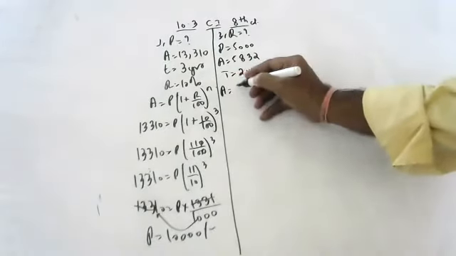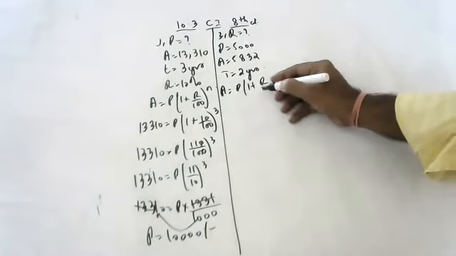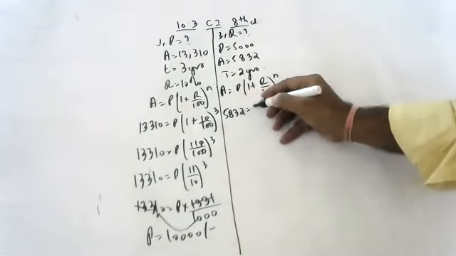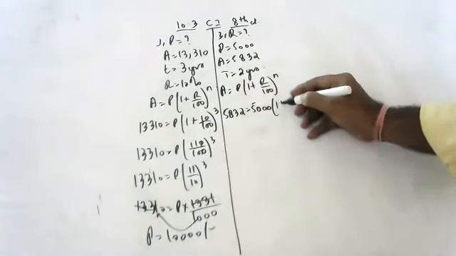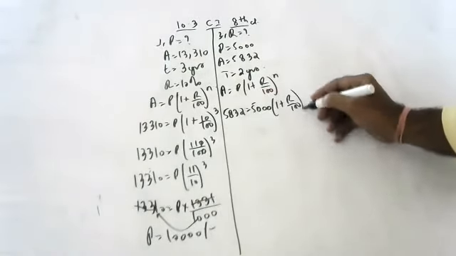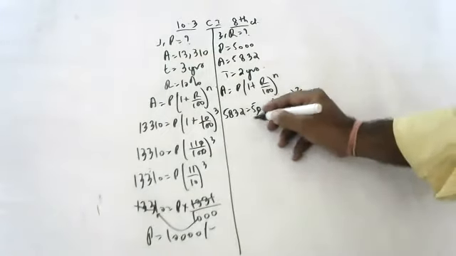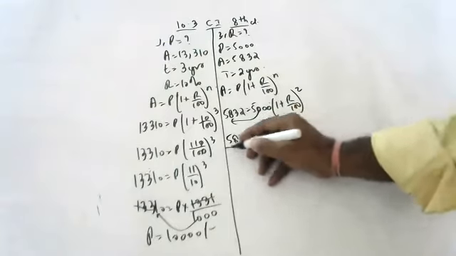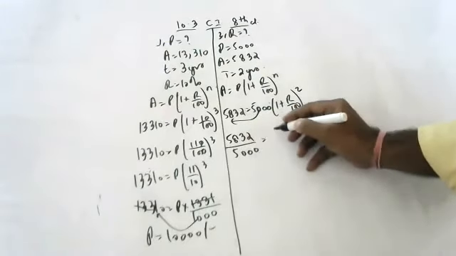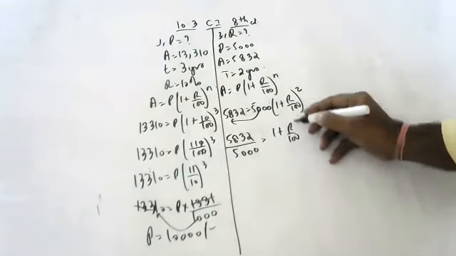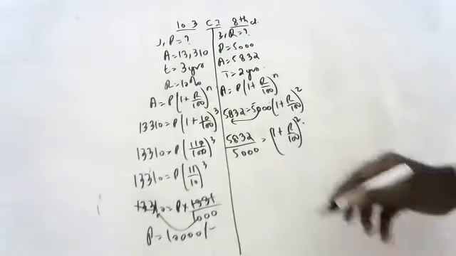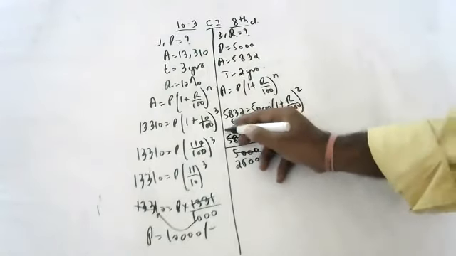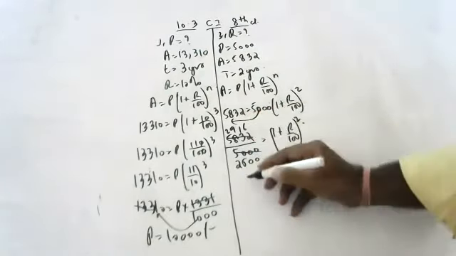A is equal to P into 1 plus r by 100, whole to the power of n. So 5832 is equal to 5000 into 1 plus r by 100, whole to the power of 2. Bring the 5000 here, because here it is multiplication, so it becomes division. 5832 by 5000 is equal to 1 plus r by 100, whole to the power of 2. Can you simplify this? Dividing by 2 gives 2916 by 2500.